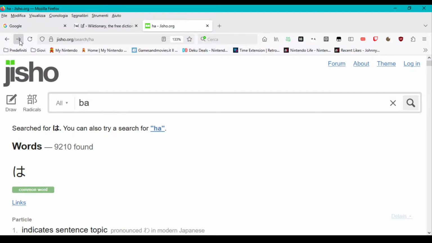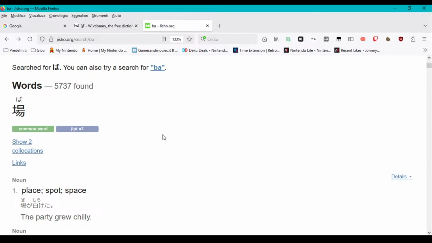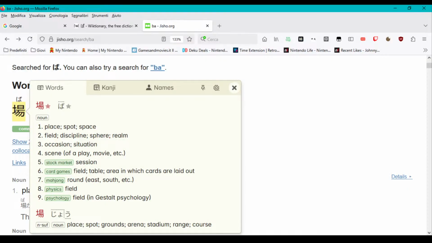Now we can see a word with ba. Ba, unaccented, means place, spot, space, and of course several other meanings, extended meanings, like field, discipline, occasion, situation, scene of a play, movie, and so on. But the fundamental meaning is place.